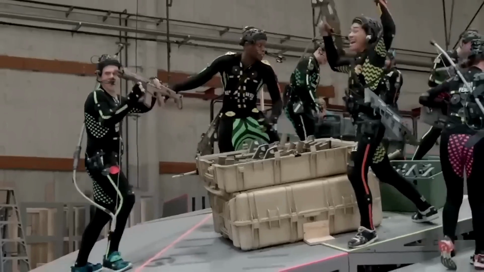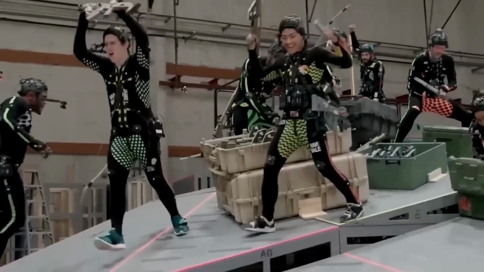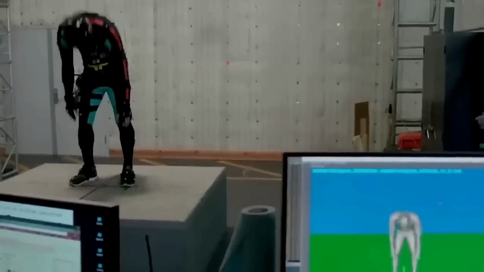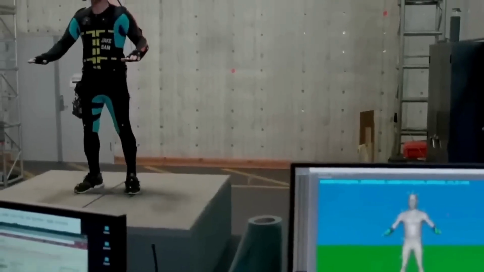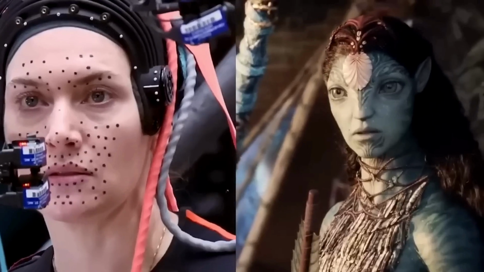To do this, the actors are equipped with hundreds of sensors that transfer every movement to the artificially generated figures of the Na'vi in real time.